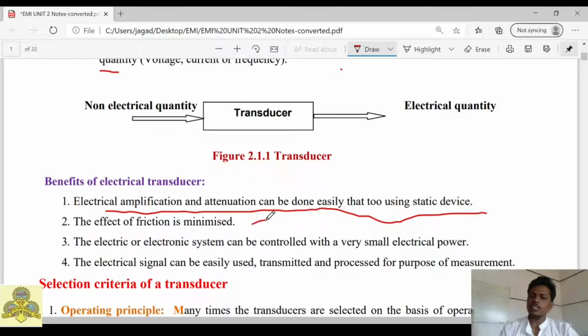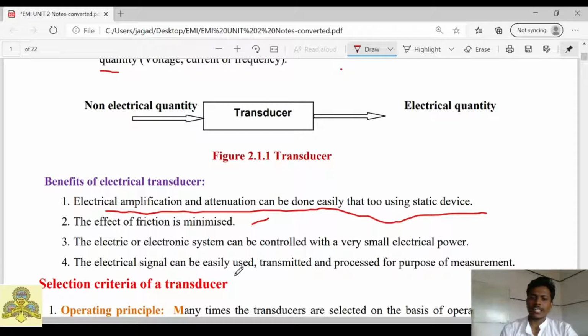The effect of friction is minimized. The electric or electronic system can be controlled with very small electrical power, isn't it? So any system can be controlled. For example, your TV can be controlled with a small remote of 5 volt or 3.3 volt. The battery may be 3.3 volt or 5 volt. So with that 5 volt, you are controlling a large TV which uses 220 or 230 volts, isn't it? So that is the advantage.